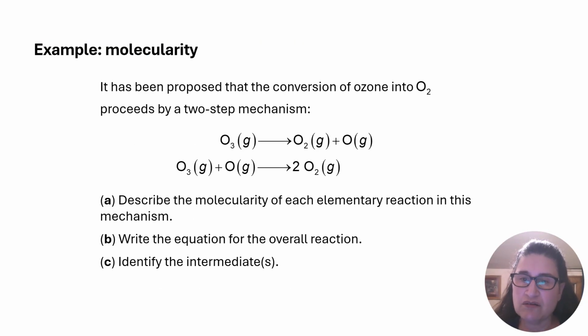All right, in this particular problem, they give me this proposed mechanism. It wants me to describe the molecularity of each elementary reaction, write the equation for the overall reaction, and identify any intermediates. Okay, so the first reaction has one molecule, so that would be unimolecular. The second one has two different molecules, so that would be bimolecular. To write the equation for the overall reaction, I would add this side together and add this side together, and the O's would end up canceling out.